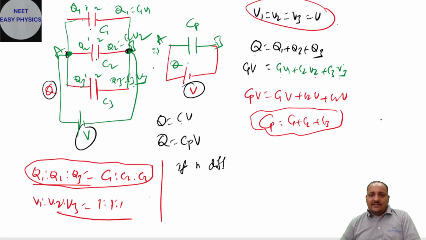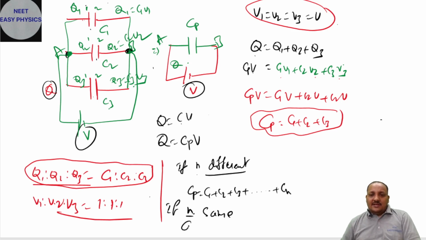Now if n different capacitors are connected in parallel, what will be the answer? Cp is equal to C1 plus C2 plus C3 and so on up to Cn. If n identical capacitors are connected in parallel, Cp is equal to C plus C plus C and so on. How many C's? nC. Correct?